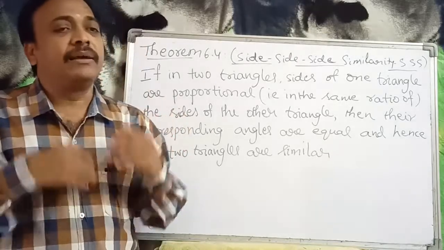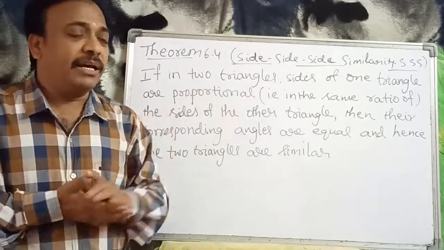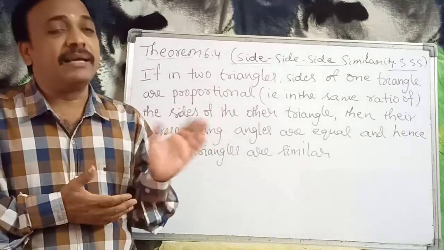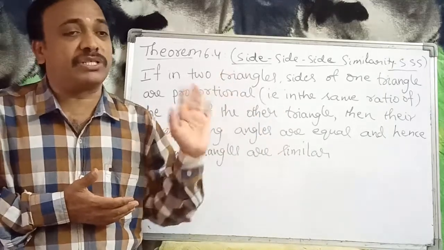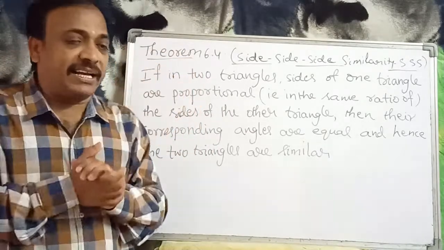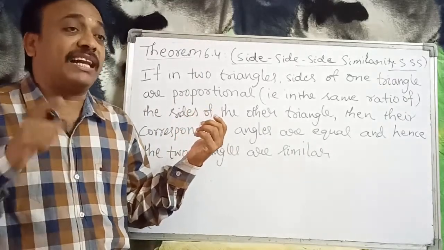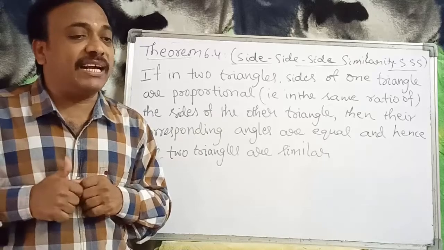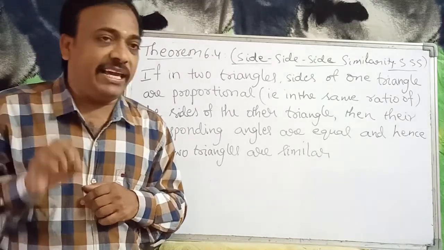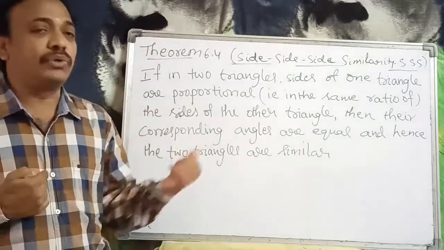So we assume two triangles. We draw the two triangles ABC and DEF. Then ratios are given: the corresponding sides from one triangle to the other are in proportion. Then we have to prove that the triangles are similar. How to prove the triangles are similar? If we prove that their corresponding angles are equal, then the triangles are similar. So now let's see how to prove it.